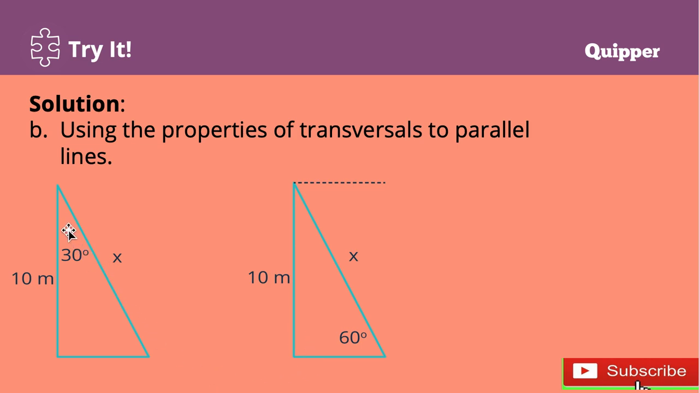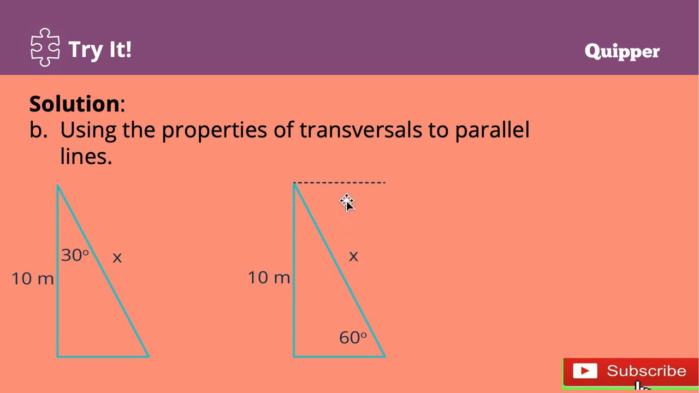This is our first way in which we use this angle here, which is 30 degrees. Now we will be using another angle of focus, which is this one here. And where did we get that 60 degrees? Take note, please do remember or recall the properties of transversals to parallel lines.